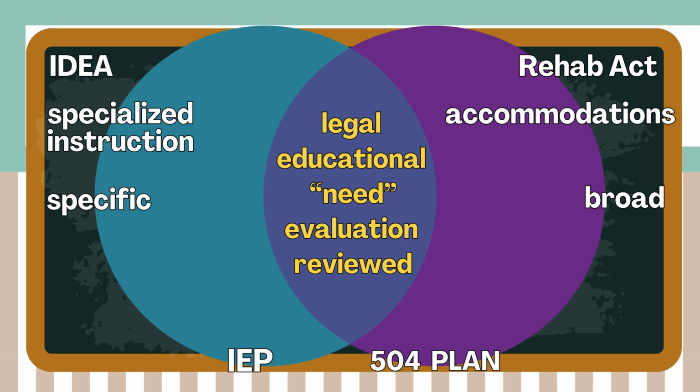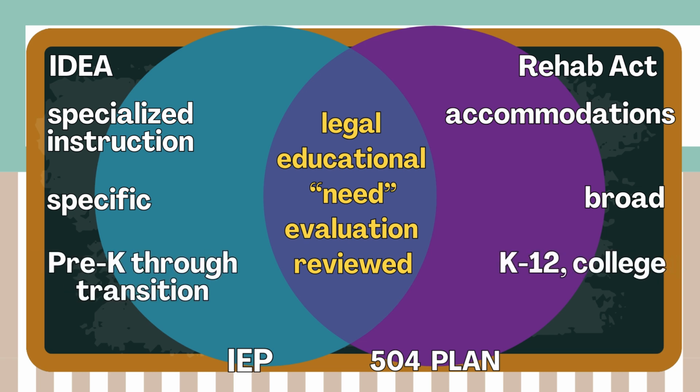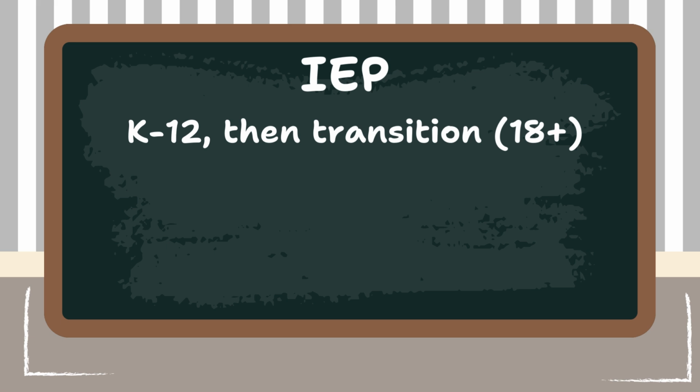Another key difference is the length of time each plan follows the student. The IEP is for any student at the age of 3 through 21 while they are a student of the school district. The 504 plan can follow the student from high school to college. At whatever age the IEP starts, the student can have the plan as long as they have continued eligibility for services through the age of 21.